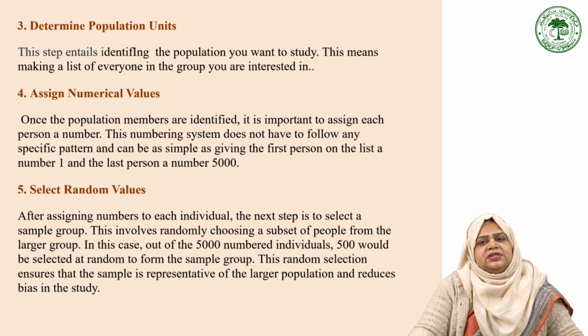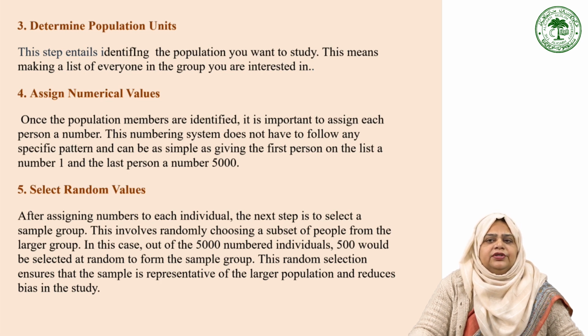After assigning numbers, it is time to choose a random sample from the population. From the list of 5000 people with their assigned numbers, you will randomly select 500 individuals to be part of your sample group. This ensures that your sample is representative of the larger population and reduces bias.